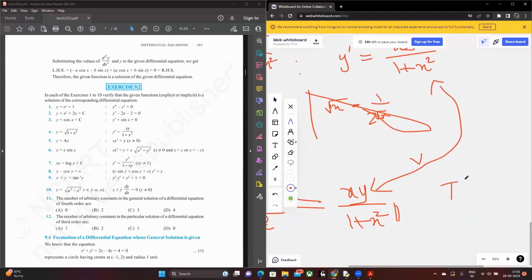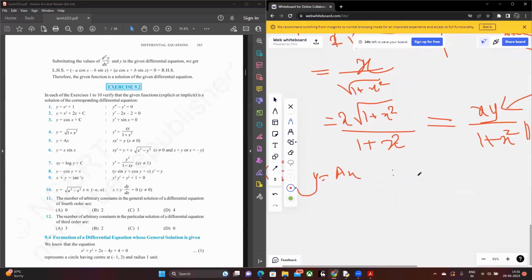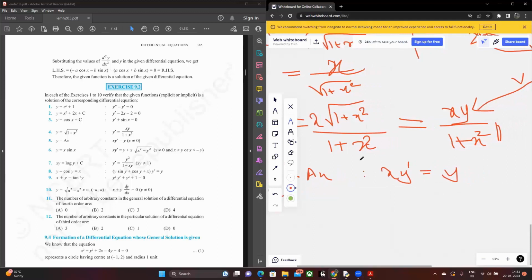They match, so the equation is correct. Okay. Question number 4 done. Now question number 5. y equals a times x, along with the differential equation x y dash equals y, where x is not 0.